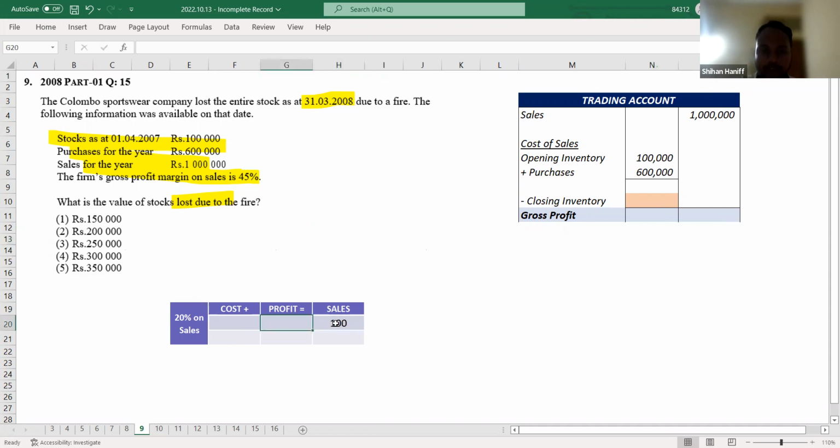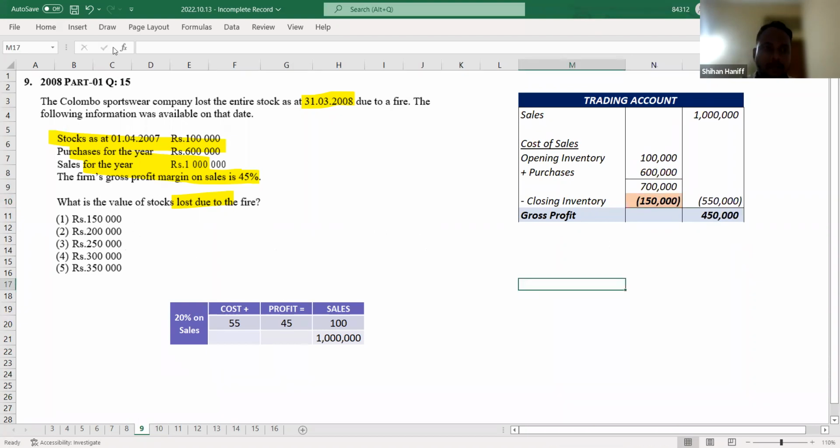On sales, if the sales is 100, this is 45. Cost is 55. So the sales amount is 1 million. Then profit is 450,000. And cost of sales is 550,000. This is 700,000 minus 550,000, 150,000. Answer 150.